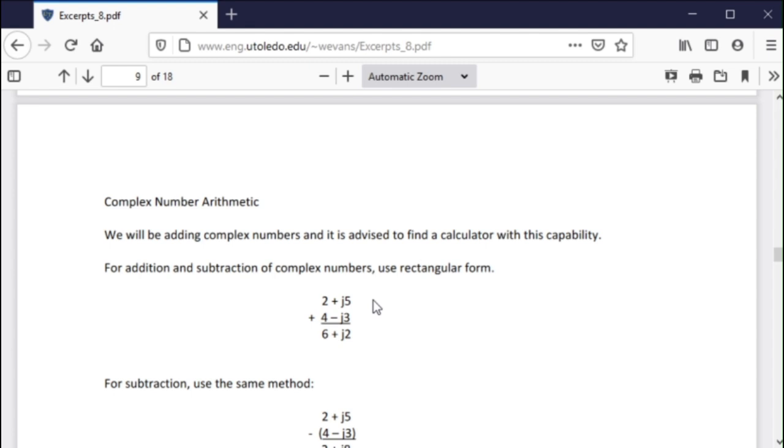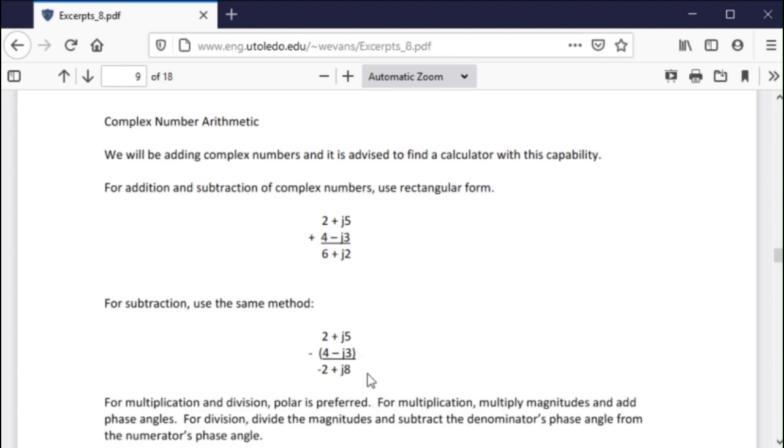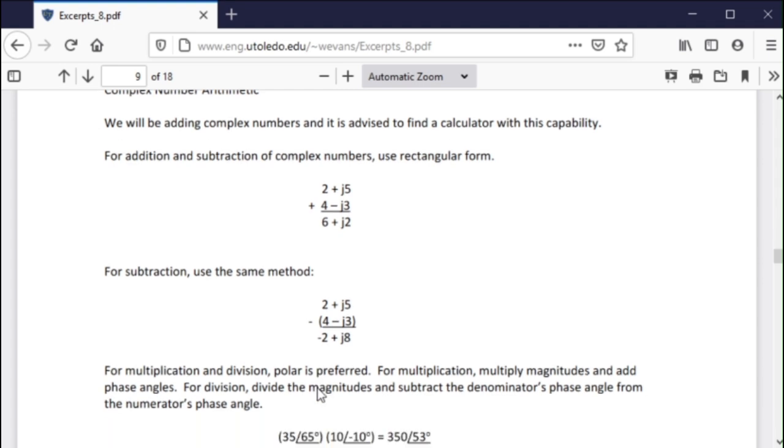Now the J we use instead of I. Why do we use that? Well, because I is reserved for current. So in electrical jargon, we say J instead of I for an imaginary number. So this is the imaginary part. This is the real part. So we come down here with a real and imaginary part. Subtraction, we do the same thing.